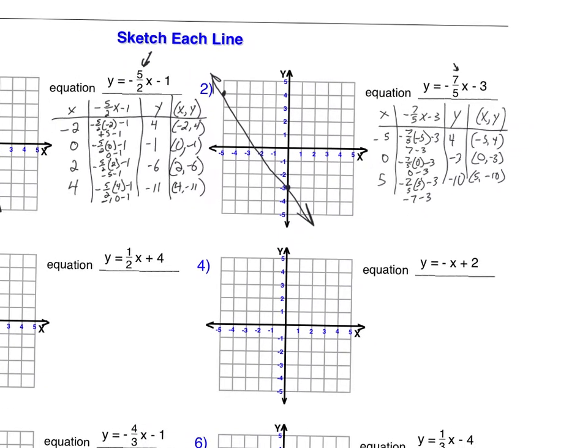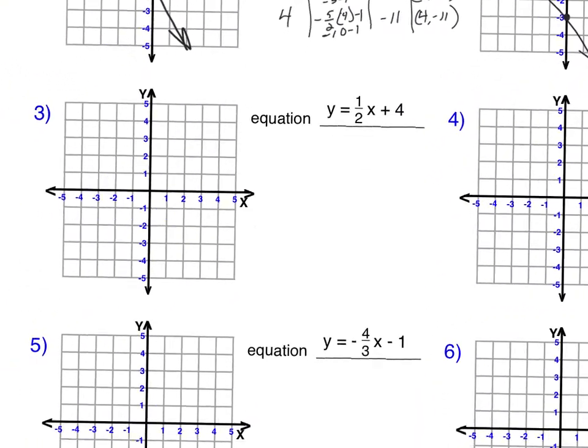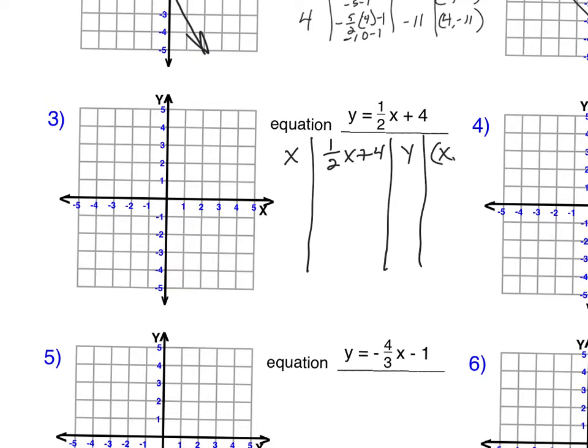Okay, so now, what does that look like start to finish? So what I'm doing is I'm creating a table of values, x and y. In between the x and the y, I put what is happening to the x to get the y. And that is 1/2 times x plus 4. That will give me my y value. And then I just organize them in an ordered pair. X comes first, then y.